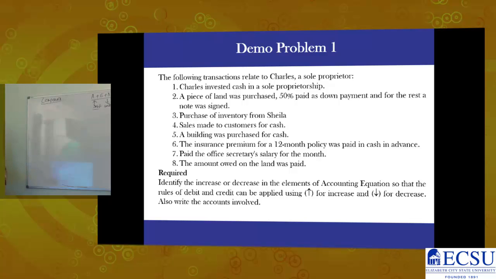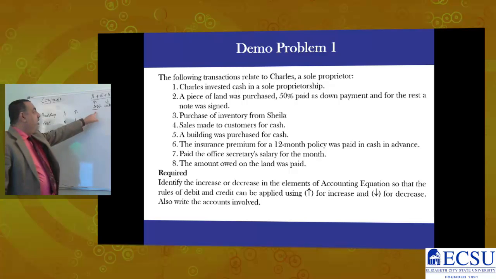Okay, number 5 is, of course, a building was purchased for cash. So number 5 is your building and cash. Now what kind of account is a building? Of course it is an asset. What kind of account is cash? Of course it is an asset as well. I'm buying building, so therefore it is increasing. And cash, what is happening to cash? Of course it is decreasing.